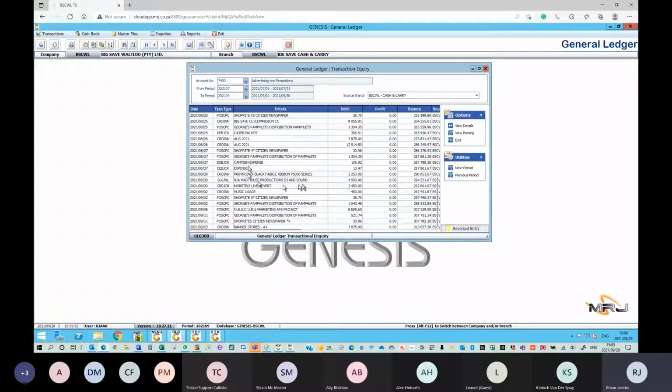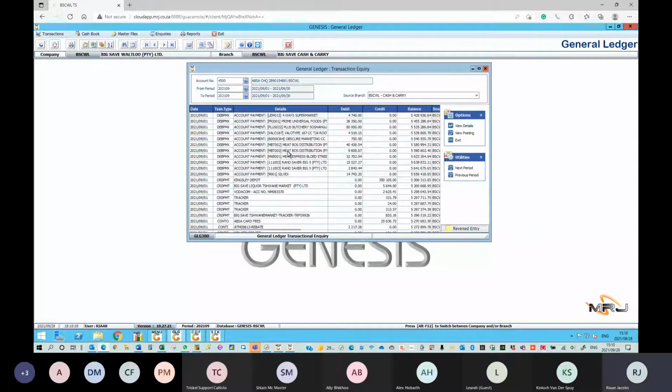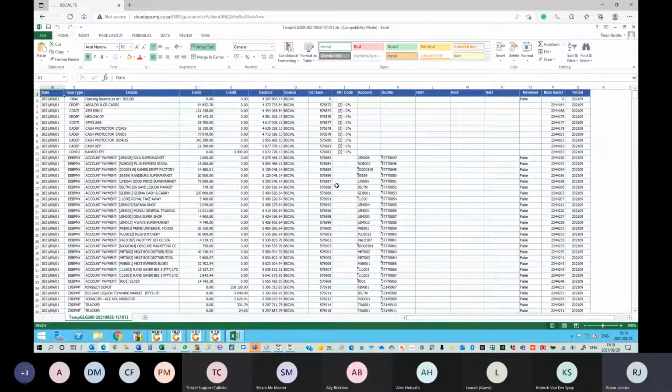What's the beauty is, let's say bank statement. If I was doing the bank statement 4500, I'm going to do it for July and September only. So here's my bank statement. If I want to drop this bank statement to Excel, I'll just hit the Excel button. And there's my statement in Excel.